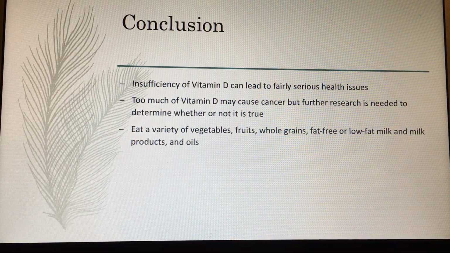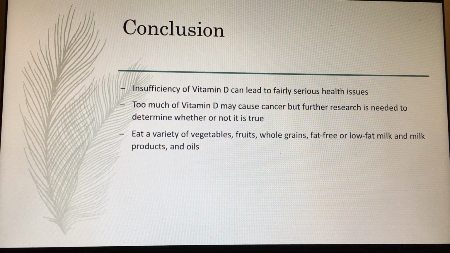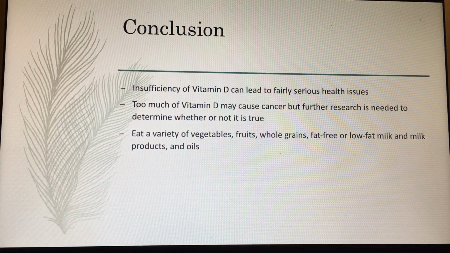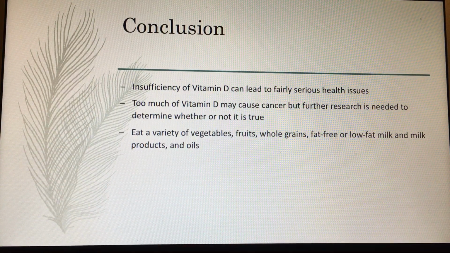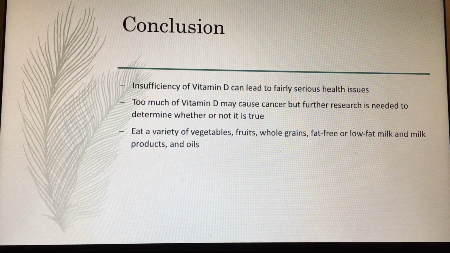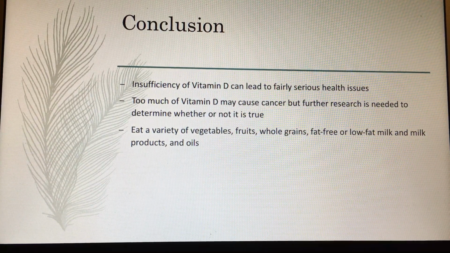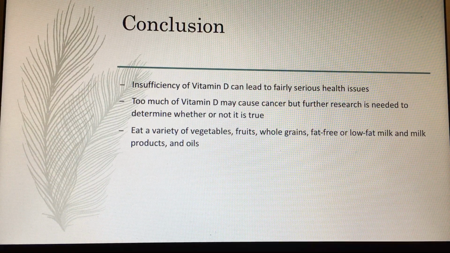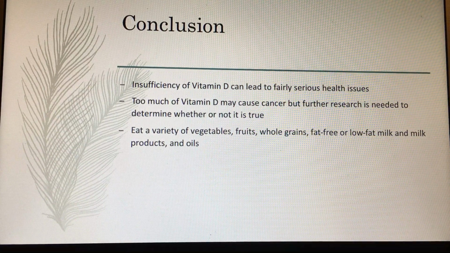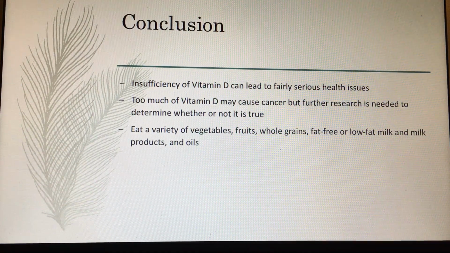Here is my conclusion from my presentation. Insufficiency of vitamin D can definitely lead to fairly serious health issues. Too much vitamin D may cause cancer, but further research is needed to determine whether or not it is true. The Dietary Guidelines for Americans suggest we eat a variety of vegetables, fruits, whole grains, fat-free or low-fat milk and milk products, and oils.